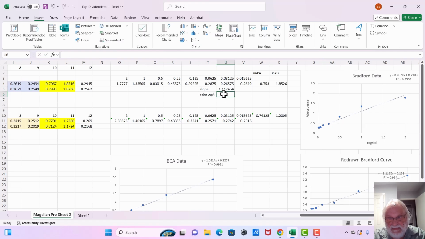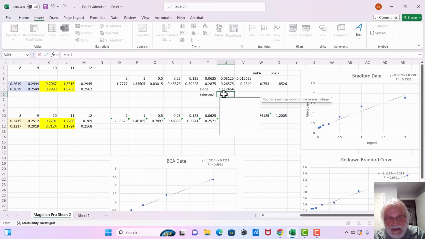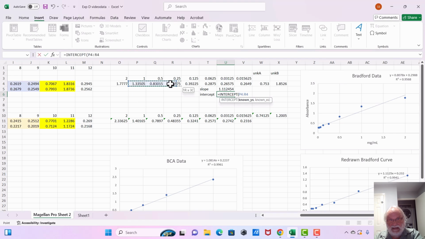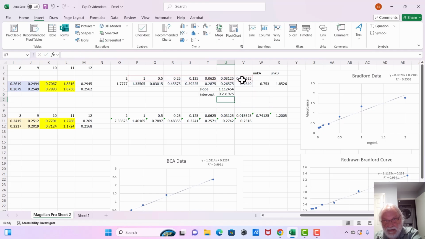And the intercept is a very similar equation. It's intercept. And you highlight the same values, comma, and this one, hit enter. This is 0.231, 0.232, that would round, so those numbers are valid. And what I do is I like to go ahead and make sure that the values are very equivalent. That's sort of one of my proofreading steps because I do make typing mistakes.